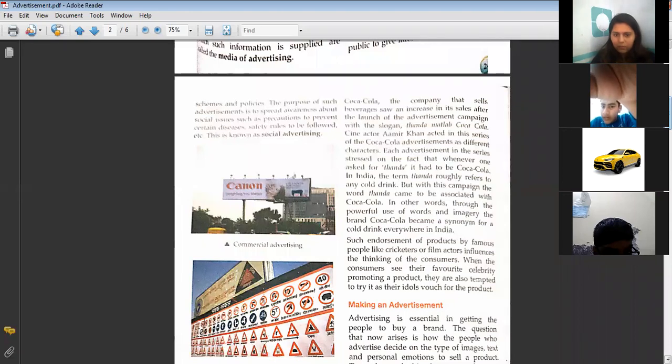So the purpose of these is to spread awareness about social issues, such as precautions to prevent certain diseases, safety rules to be followed, etc. When we go to watch a movie, there is an advertisement in which they tell us not to smoke cigarettes, right? And one in which they tell us to always wear a helmet, otherwise you'll get injured badly.